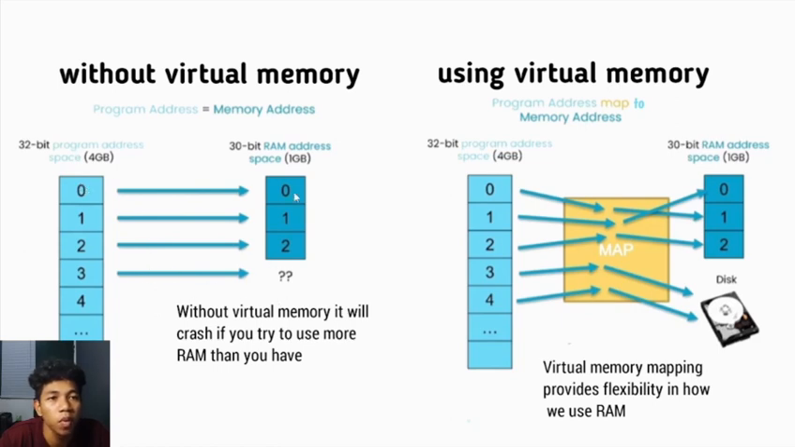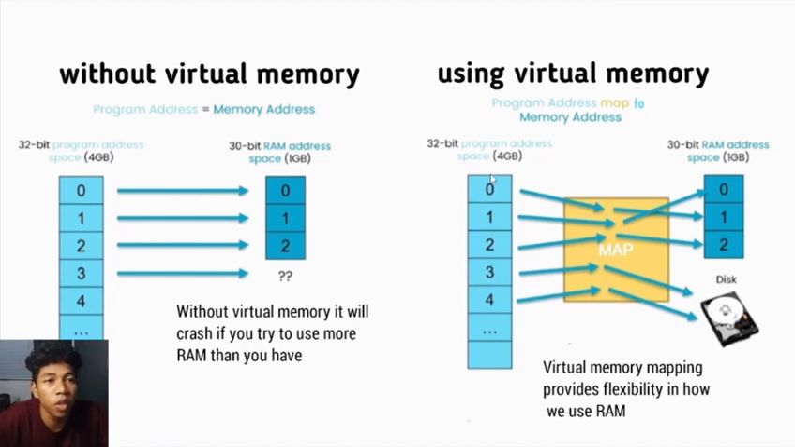Let's see. Program 0 is mapped to memory address 0. Program 1 is mapped to memory address 1. Program 2 is mapped to memory address 2. Then what about process 3, where all the space in memory is full? Well, that's where the process will get stuck, because without virtual memory, a program will crash if it tries to use more RAM than it has.